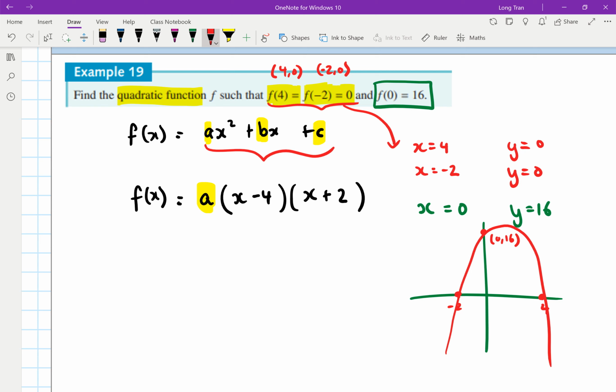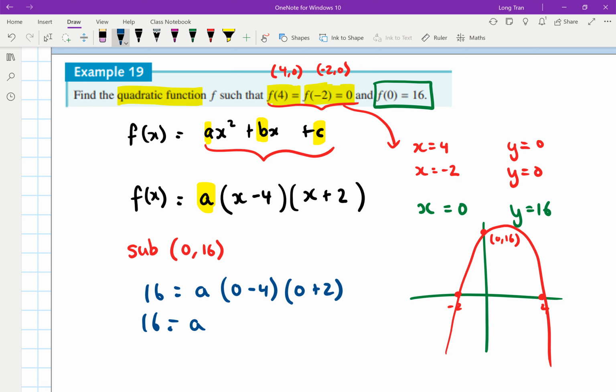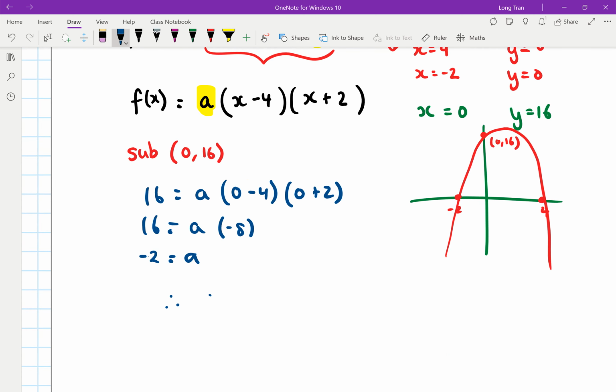I know I can sub in when x equals 0, y equals 16, because I've already used the 4 and I've used the negative 2, so I need to use the 16. So here we go. We're going to work it out. Sub (0, 16) in. So 16 is equal to a times (0 minus 4) times (0 plus 2). 16 equals a times negative 4 times 2, which is negative 8. So divide both sides by negative 8. That gives me negative 2. So a equals negative 2.